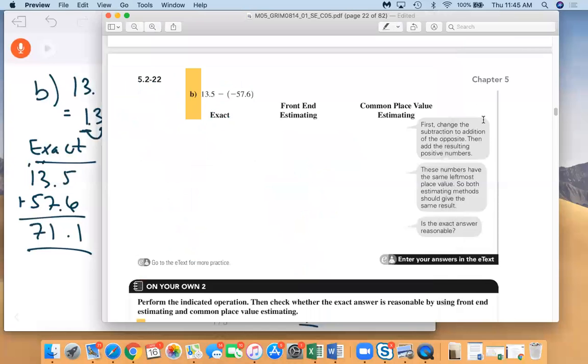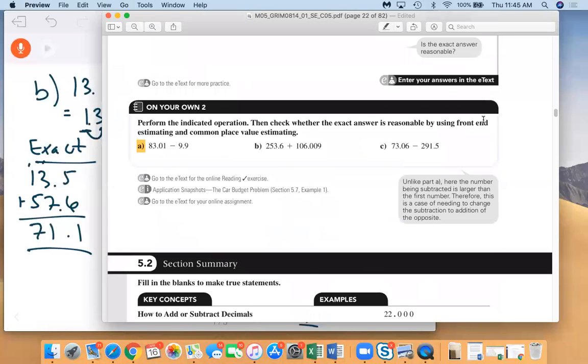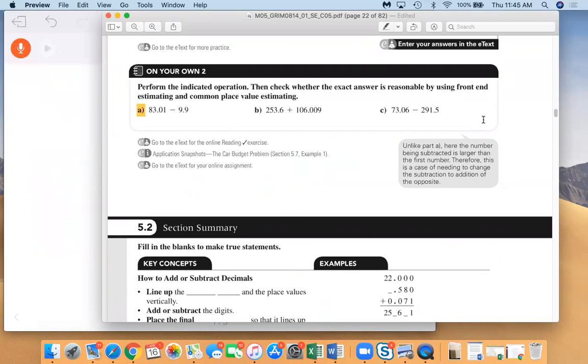Any questions about that one? All right, let's do this. Time for one more example and we can finish up this section. All right, so let's go ahead and do this one.